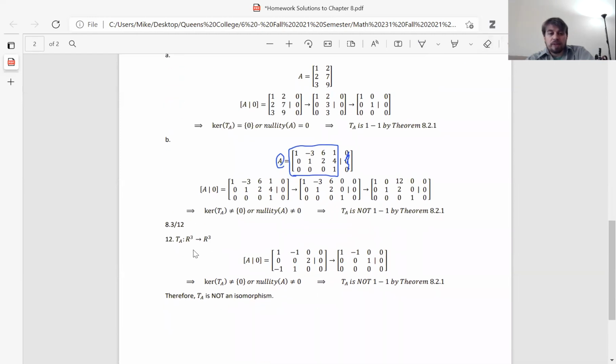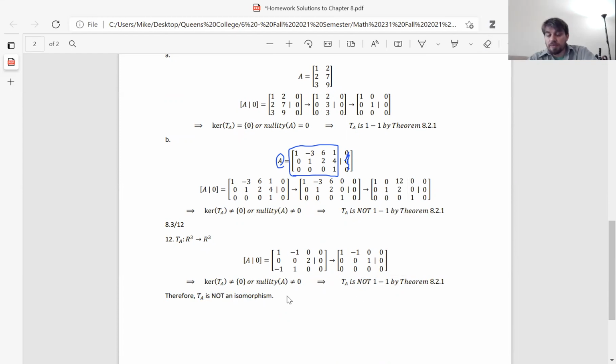And in 8.3, number 12, it says, determine whether the matrix transformation T sub A from R3 to R3 is an isomorphism. So A is the 3x3 matrix on the left-hand side of this partition. And so the goal is to show it's not an isomorphism by showing T sub A is not 1-to-1.